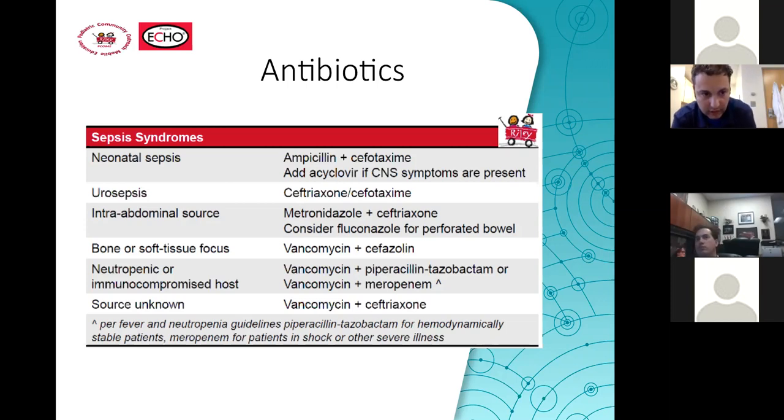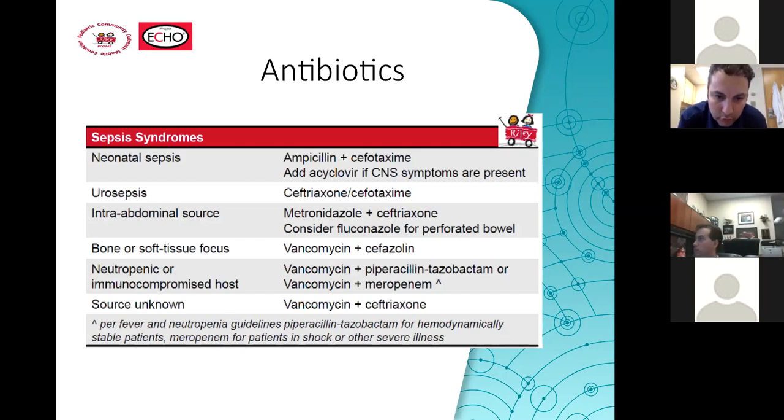Going down, UTI-induced sepsis, we do not like to use the word urosepsis, for billing at least. So Rocephin or cefotaxime can give you good coverage. Intra-abdominal infection, always consider adding antifungal and also Flagyl for your patient. Neutropenic immunocompromised, vancomycin and Zosyn have been used for a while.